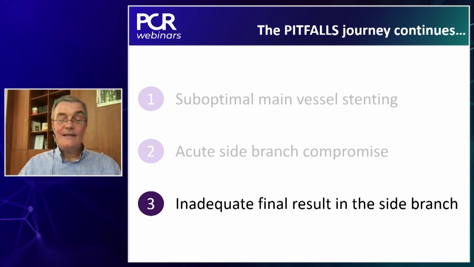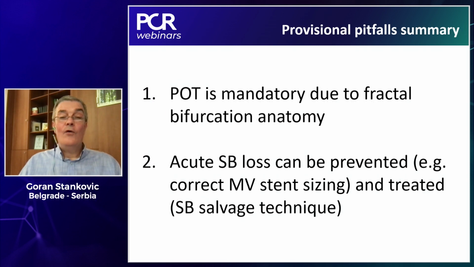Thank you very much, Jens. I think, unfortunately, it is time to conclude this webinar. We need to go back to the slides again just to comment on the importance of proximal optimization. I think it's clear that because of fractal anatomy, proximal optimization is a mandatory step, and in case side branch loss occurs, POT will help to prevent it. But we also need to know that there are easy and practical side branch salvage techniques which may help us to recover lost side branches, and we believe that provisional stenting, with all these pitfalls, is still the strategy of choice for the majority of bifurcation PCIs, including the left main.